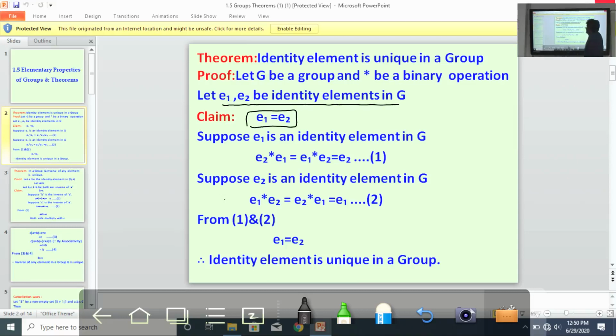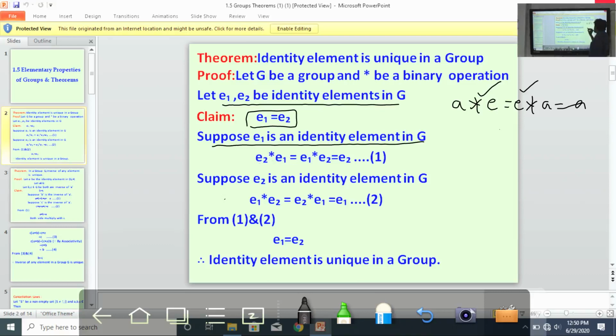What is the identity property? A star E equal to A. Second relation, E star A equal to A. That means A star E equal to E star A equal to A. This is right identity. This is left identity. Both exist, then identity element exists. Suppose E1 is an identity element in G.